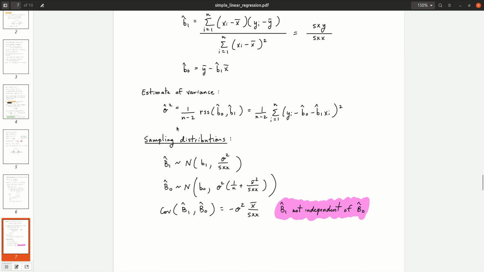Cleaning up a bit here, I fixed this typo. Sigma hat squared is the residual sum of squares divided by n minus 2, which is equal to this formula here.